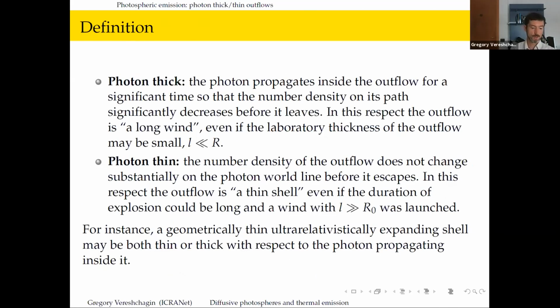So the physical difference between photon-thick and photon-thin regimes is that in the photon-thick case, the photons propagate in a flow which has the density changing, and therefore the photon kind of sees in front of it a long wind. Therefore, decoupling of photons happens everywhere in the flow. Instead, the photon-thin case is a kind of thin shell, but it's not a geometrically thin shell. It's a thin shell from the point of view, let's say, of the photon that propagates within the flow. So the photon will actually feel the presence of the boundaries in that case.